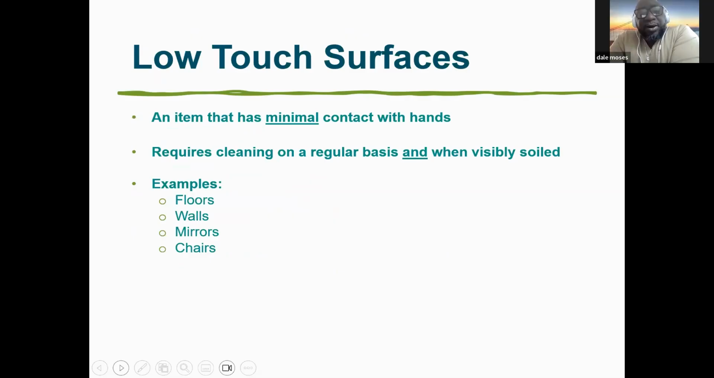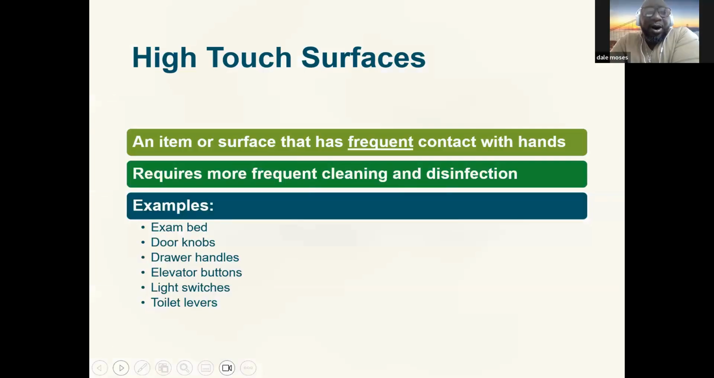Now, low touch areas are the ones that we consider as minimal contact with hands and require cleaning on a regular basis and when visibly soiled. So examples of that would be the floors, the walls, mirrors, and chairs. Those are what we consider as low touch areas. And the high touch areas are what we consider as exam beds, doorknobs, drawers, elevator buttons, light switches, toilet levers. Any item or surface that has frequent contact with your hands requires more cleaning and disinfecting at all times as well.